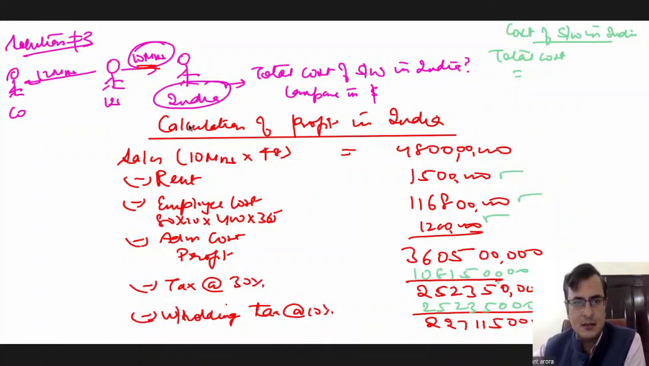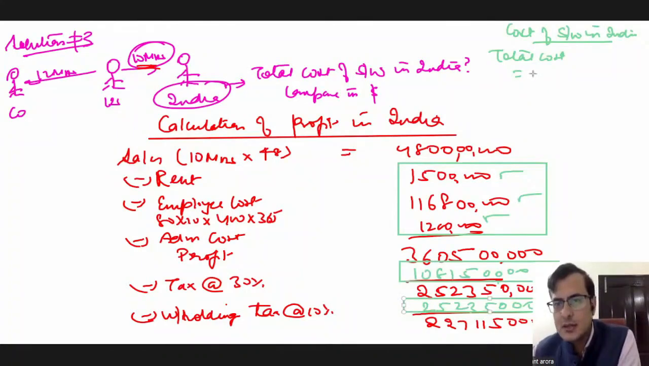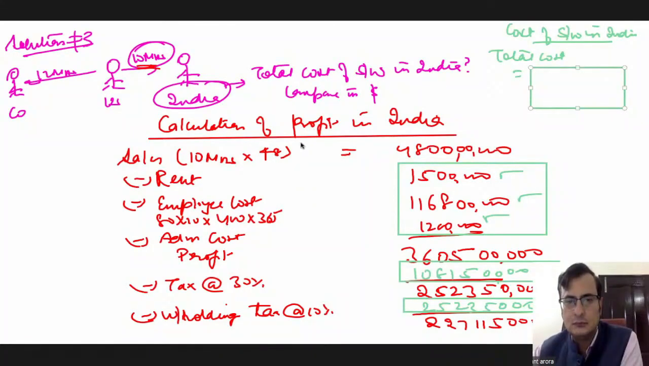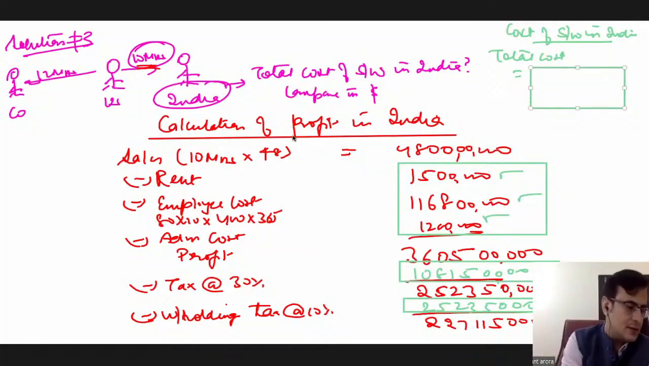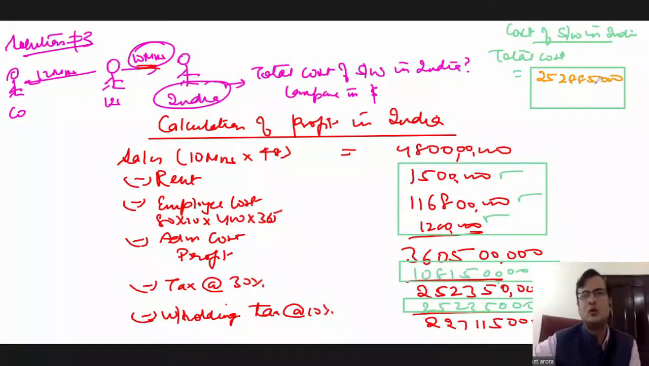Let me just diagram that. Just 1 minute. This one, and this one. These are all the costs. Okay, so total costs come out to be 10815 plus 25235. Okay, so total cost comes out to be, beta, 252885000. Sir, why are we doing this? I'll tell you in 2 minutes why.